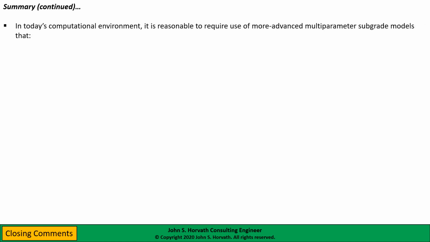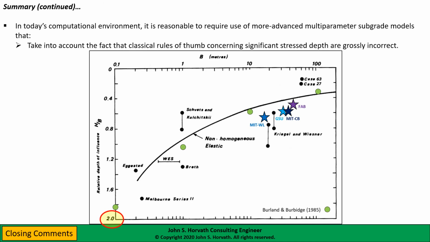So I think given the tools that are available to us today, it's reasonable to require the use of multi-parameter subgrade models that take into account that the effective depth to a rigid subgrade is a function of the width of the foundation element. The 4 case histories that I showed you today, I think I've shown you that there are rational analytical techniques that produce results that really fit the general observations of many different researchers.